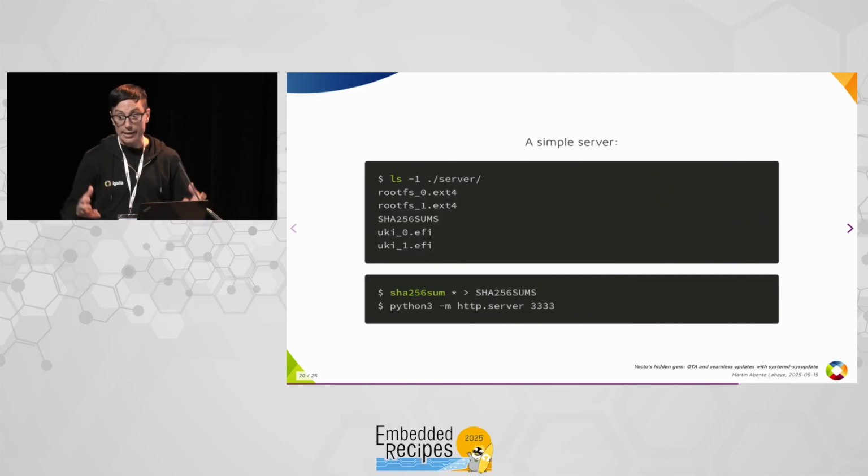And of course, how do we serve these updates? Like I said, it can be just a web server, and this is the most simplistic example possible. So we see here the contents. These are the different versions of the rootfs and the different versions of the UKI, and the SHA-256 sums basically act as a manifest to tell sysupdate what is available. Then you can serve this with your preferred web server, which in my case, I'm super lazy, and this is just a demo, so I'm just using Python, right?